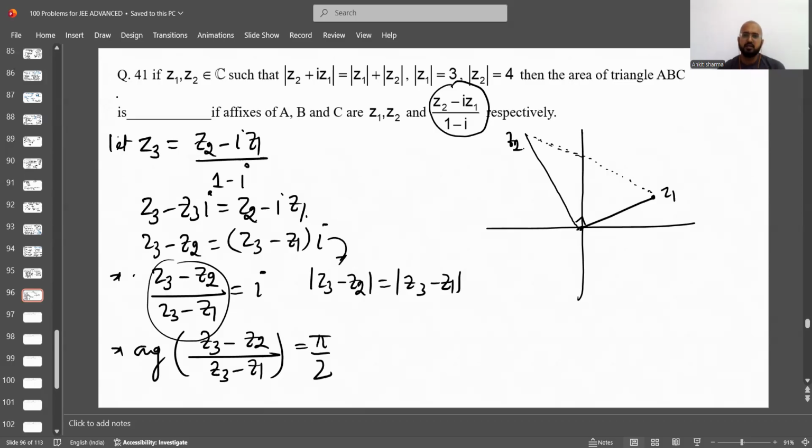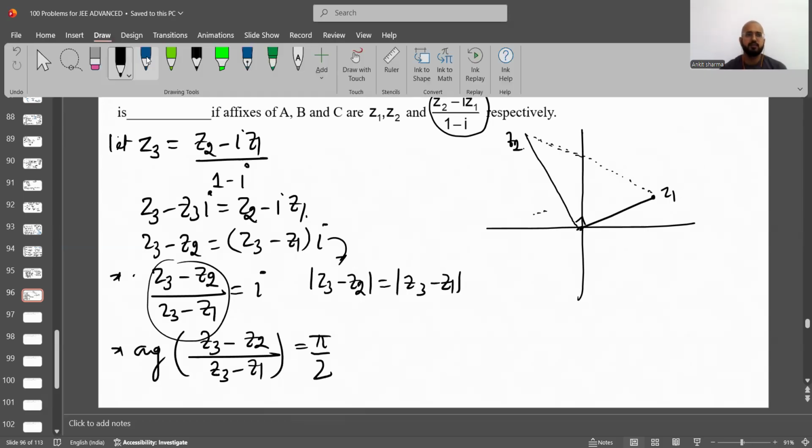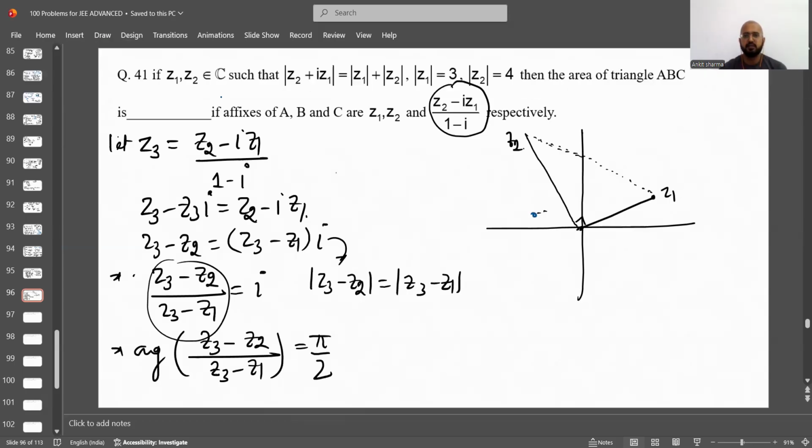So that means if I rotate Z3 minus Z1 anti-clockwise by pi by 2, I get Z3 minus Z2. So I can write down one more triangle here, like this. Somewhere here is my Z3. Z3 minus Z1 when rotated by pi by 2 anti-clockwise, so this is my Z1 minus Z3, I'm rotating this anti-clockwise 90 degrees, so I get Z3 minus Z2.